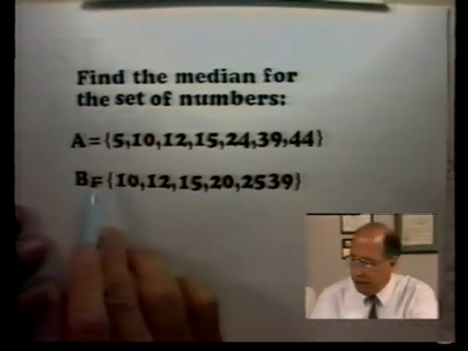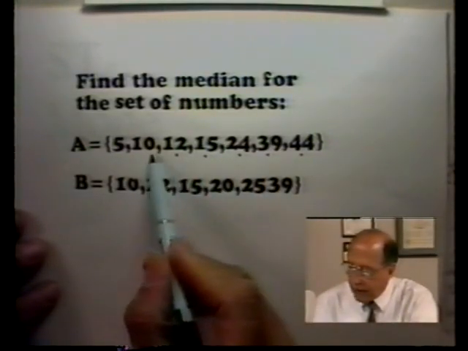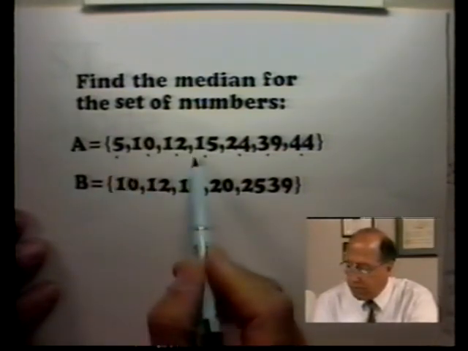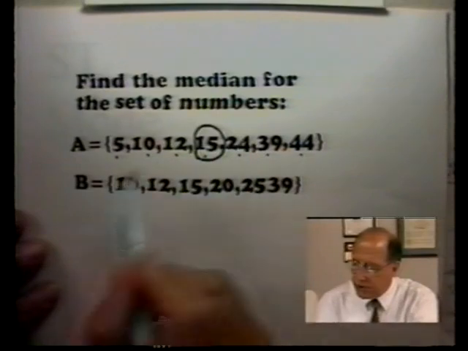Now, how do we find the median of that? Well, we'll count. 1, 2, 3, 4, 5, 6, 7 of them. So the middle part will be the 15. So 15 is the median.